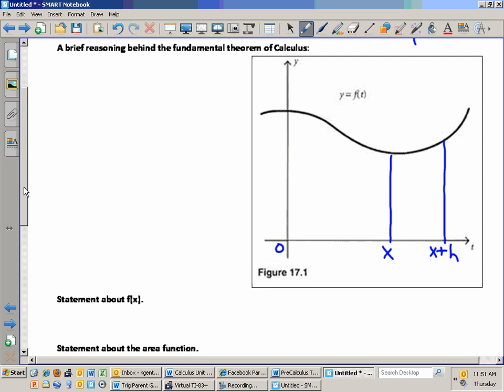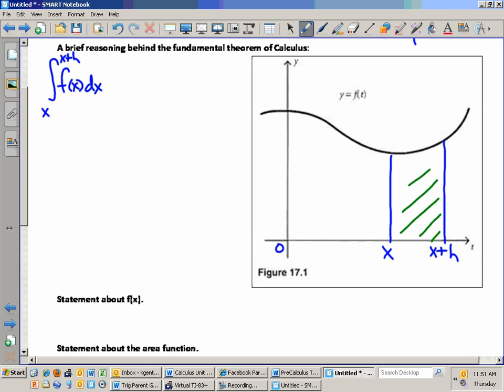So I'm going to write something up here, and it's similar to what I wrote on the board yesterday, and it's namely that if I want to focus on this shaded area right here, okay? That shaded area is the integral from x to x plus h of f of x dx. Yes?